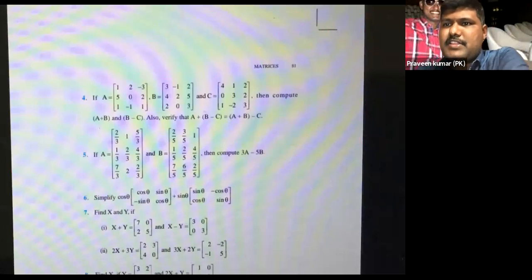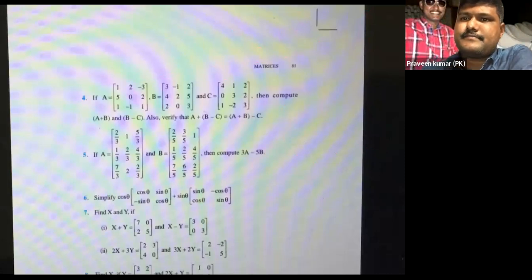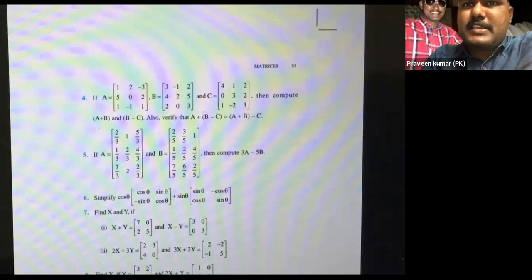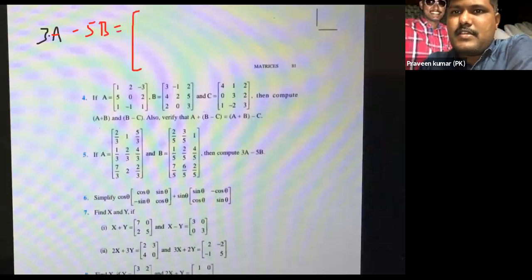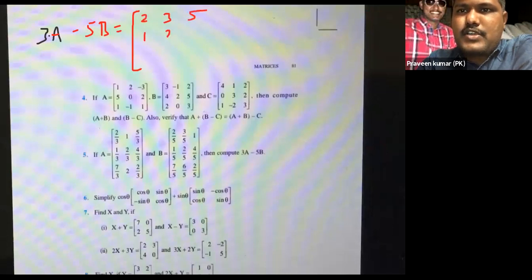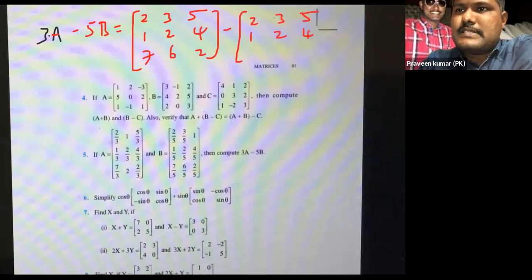A given, B given, 3A minus 5B they are asking. Dear students, I will multiply directly 3A minus 5B. Multiply with 3: 2, 3, 5, 1, 2, 4, 7, 3 twos are 6, 2. Minus 5B, multiply with 5: 2, 3, 5, 1, 2, 4, 7, 6, 2. Subtract now.